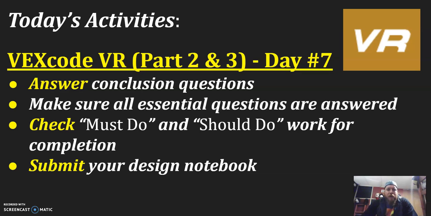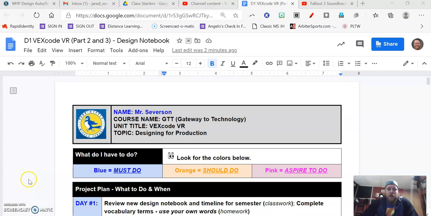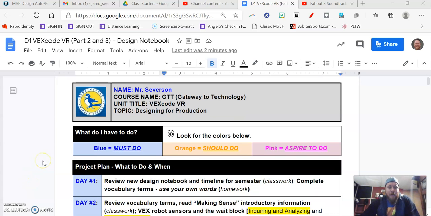So at this point, let's pause the video and open up your design notebook. All right, our design notebook is open, ready to go. As we go through this, we are going to double check to make sure everything's done. Anything that has a blue background, again, remember that's the must-do activities. Things with the orange backgrounds are things that ultimately you should have done. And then anything with the pink is if you really understand it and you want to go above and beyond. We should have responses in the boxes that have a pink background as well.